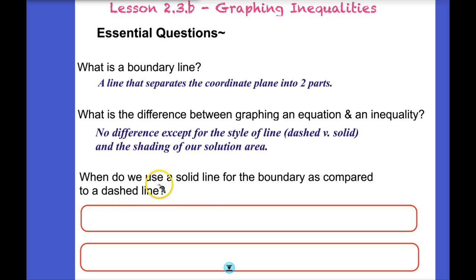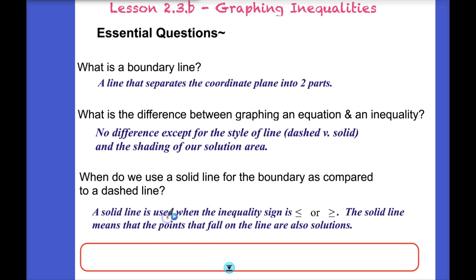When do we use a solid line for the boundary as compared to a dashed line? A solid line is used when we have the less than or equal to on the bottom here, or greater than or equal to. So again, anytime I see this line down here at the bottom, I know that I have a solid line because that means or equal. So that means the line is part of our solution.